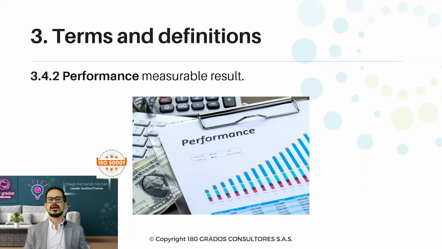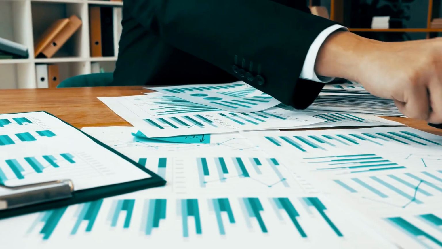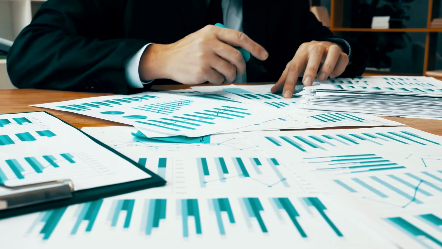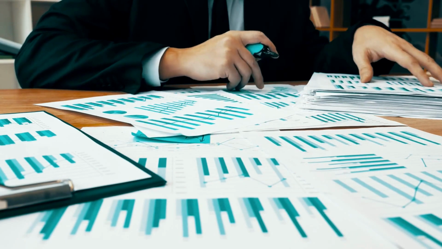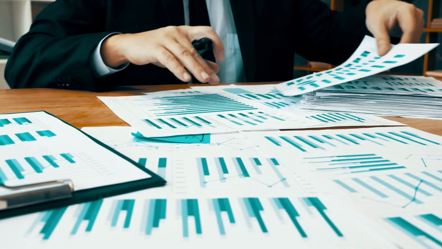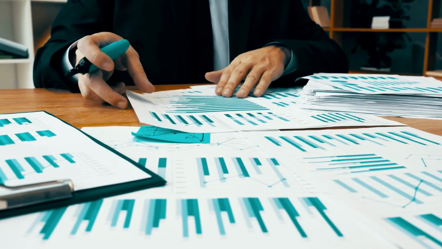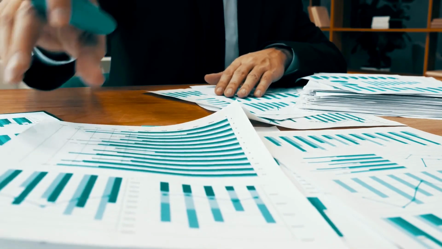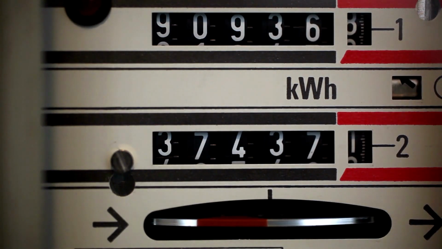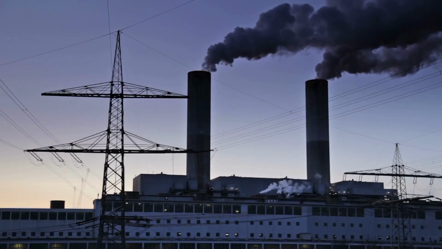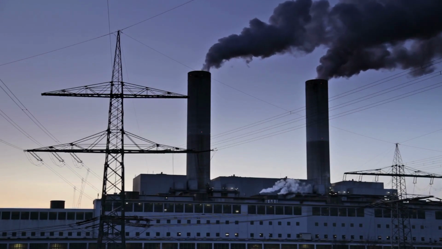Let's now discuss the term performance. In the context of ISO 50001, performance is defined as a measured result. This means that performance is about outcomes that can be quantified or measured. Performance can be measured in many different ways. For example, in an energy management system, performance could be measured in terms of energy consumption, energy efficiency, or the reduction of greenhouse gas emission, for example.